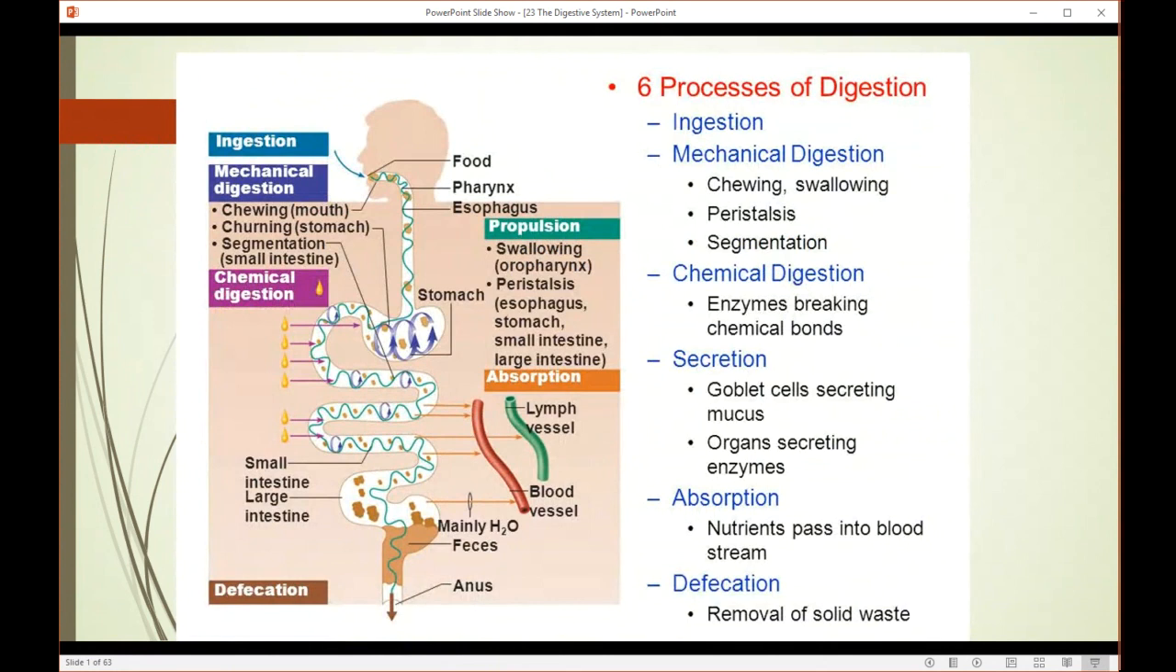So these are those 6 processes of digestion. Okay, we have ingestion, mechanical digestion, chemical digestion, secretion, absorption, defecation. So secretion, not really that process of digestion that we talked about, right? Ingestion, mechanical digestion, chemical digestion, absorption, defecation, propulsion.